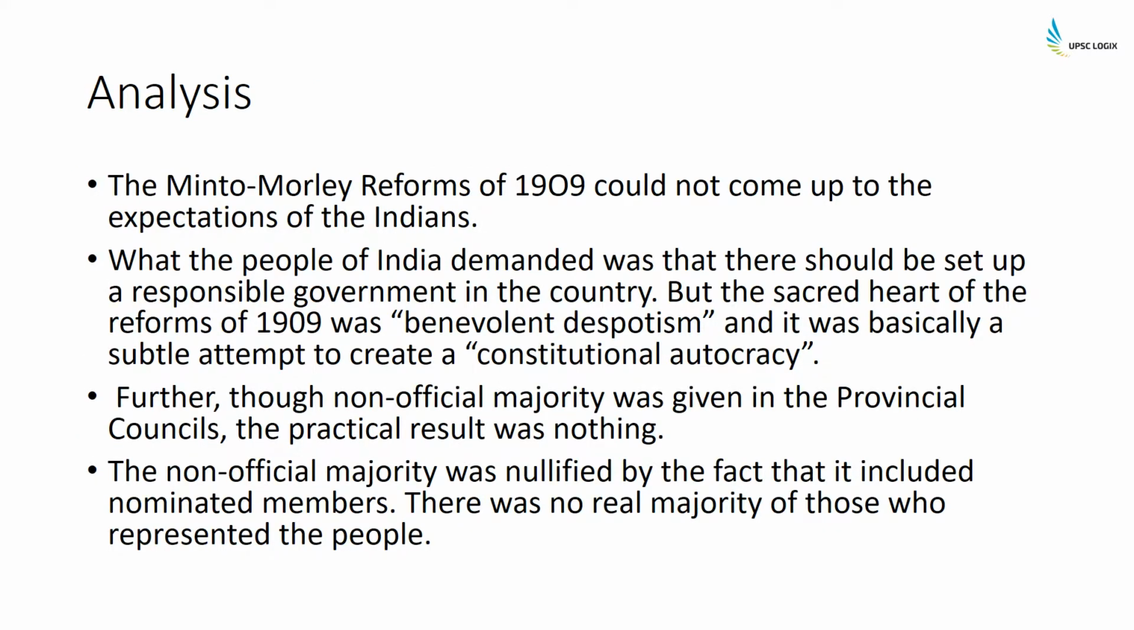So let us analyze the Parliamentary reforms, and again, like the 1892 Act, it failed to impress the Indians. What the Indians had demanded was a responsible government in the country, but what they got was benevolent despotism and constitutional autocracy. And although there was a non-official majority given in the provincial councils, it actually resulted in nothing, because this non-official majority was nullified by the fact that it included nominated members and there was no real majority of those who represented the people.